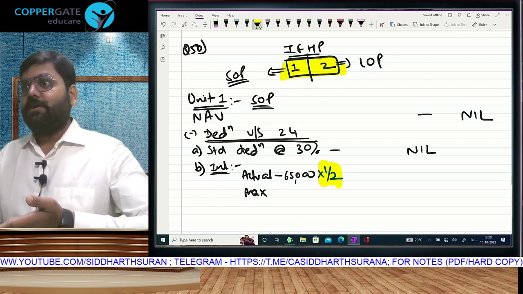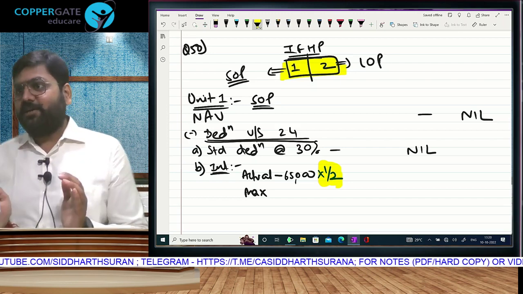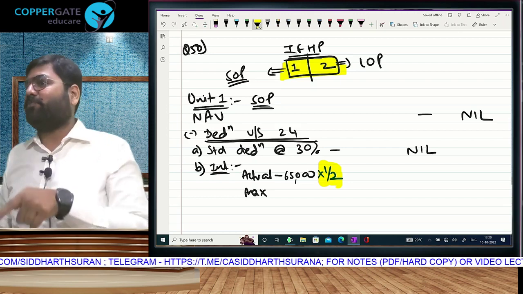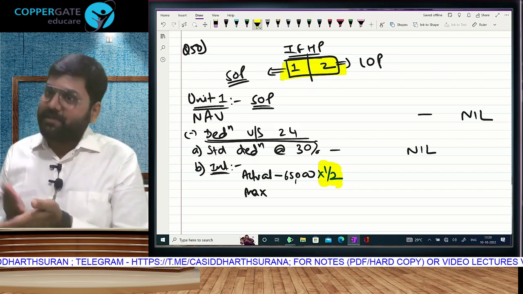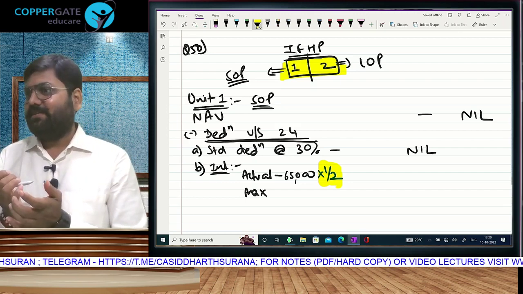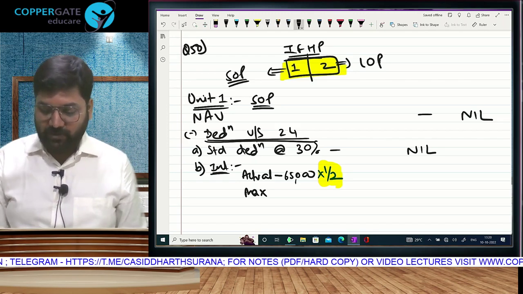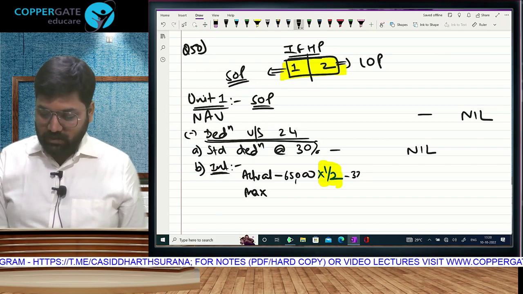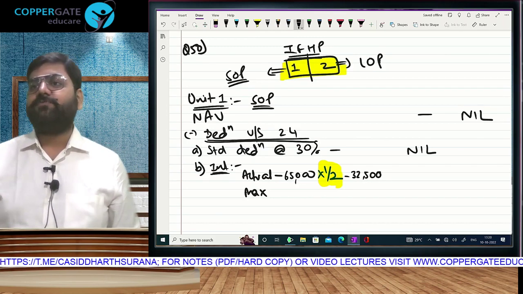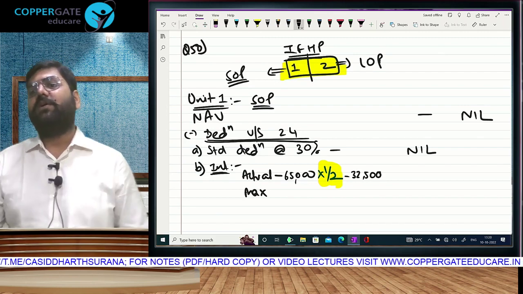Identical means half and half. Had it been a different ratio, they would say 70% is SOP and 30% is LOP. Identical means equal, right? And therefore the actual interest for the SOP portion is only 32,500. 65 is for the entire house, so half SOP, half LOP.